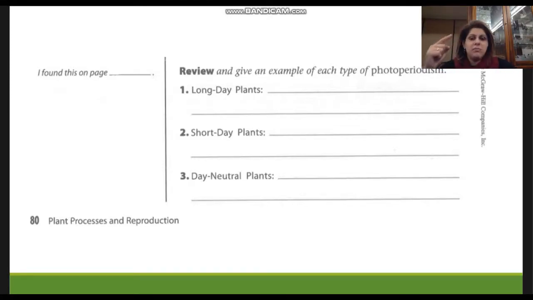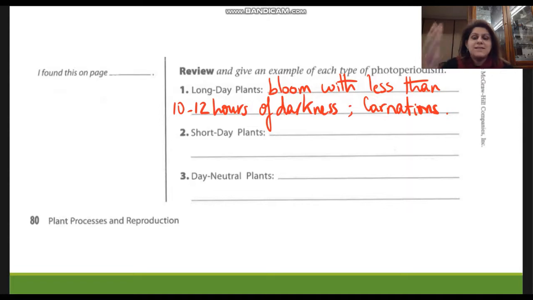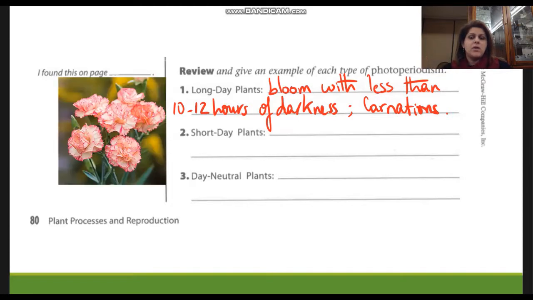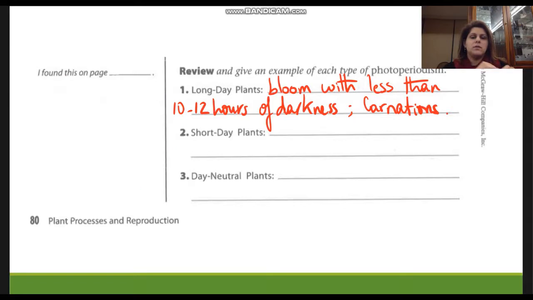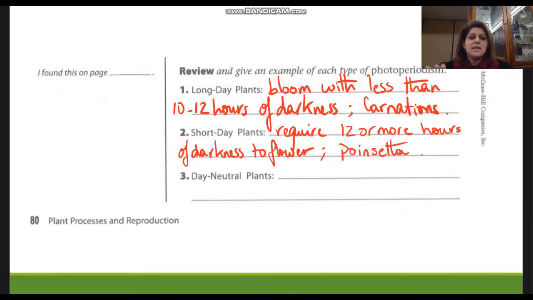So long day plants bloom with less than 10 to 12 hours of darkness, so less than 10 hours. Example, carnations. This is an example of a plant that is called a long day plant. It needs more light, less darkness, all right? Now, the short day plants, just like we're saying it, short day plant, less light, more darkness, okay? So they require 12 or more hours of darkness to flower.